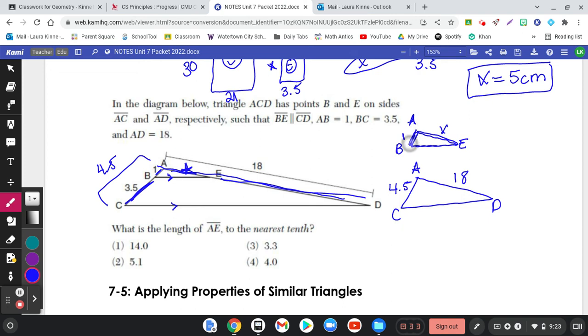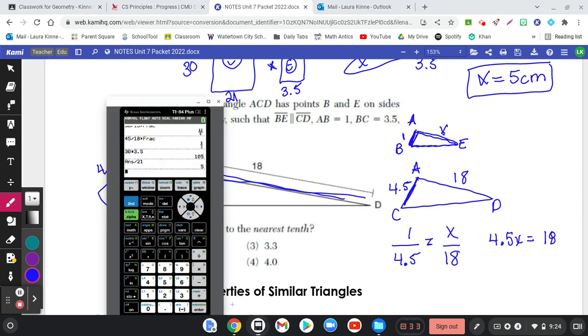So I'm just going to do 1 over its matching side equals x over its matching side. And again, maybe you set it up differently. Maybe you started with the big triangle. That's fine. Just be consistent. So we have 4.5 times x. 4.5x equals 1 times 18. And then all we have to do is divide by 4.5.